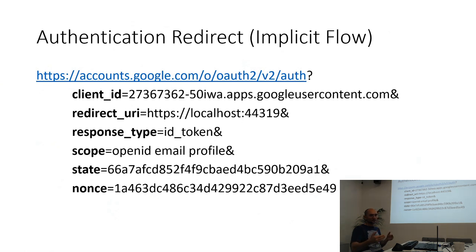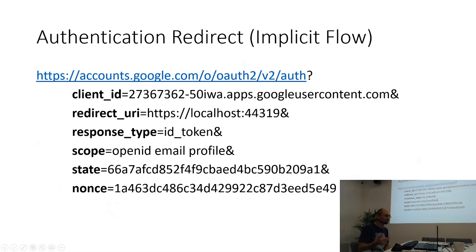I give Google my application name, and Google generates a couple of things for me. One of them is the client ID. This is the unique identification of my application. Then I need to tell Google in my redirect where I want to be redirected back after I get authenticated with Google. And in response type, I will say what type of flow I want to use.